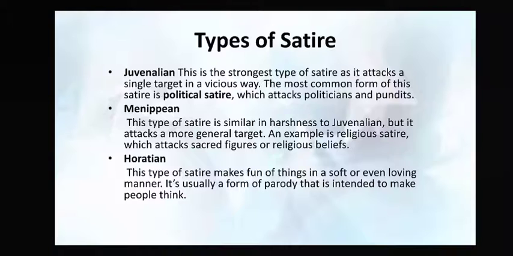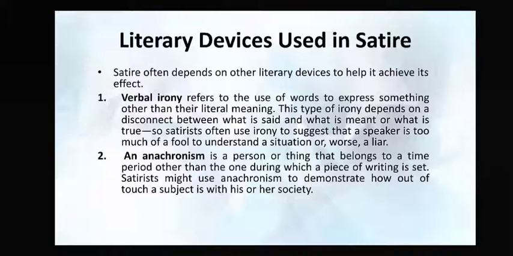Then we have Horatian. This type of satire makes fun of things in a softer or even loving manner. It's cool. So it's usually a form of parody which is intended to provoke the thoughts of people. It intends to make people think about something particular which is not suitable or unpleasant in society.